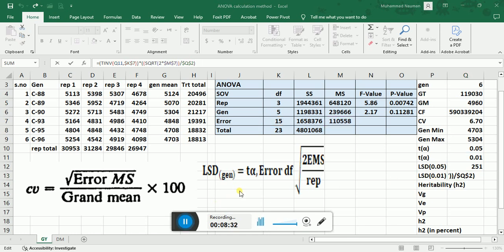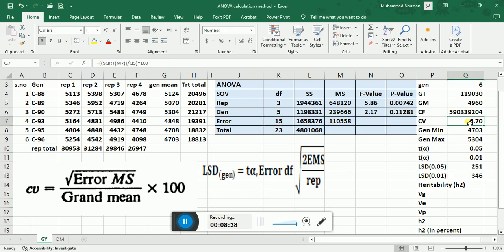Okay, when the CV is calculated from ANOVA, here is the CV. When the CV is calculated from the ANOVA, it helps us understand the relative variability and precision of the experiment for that trait being studied. Coefficient of variation is used as an index of experimental precision or reliability. It expresses the standard deviation as percentage of mean.